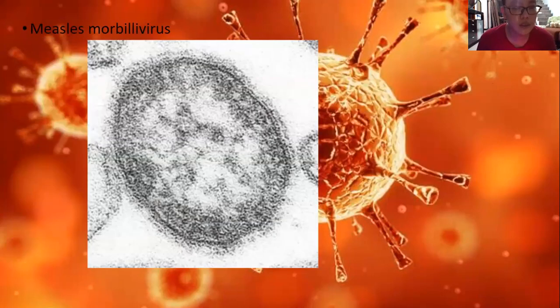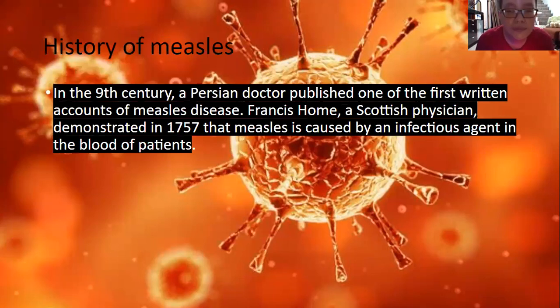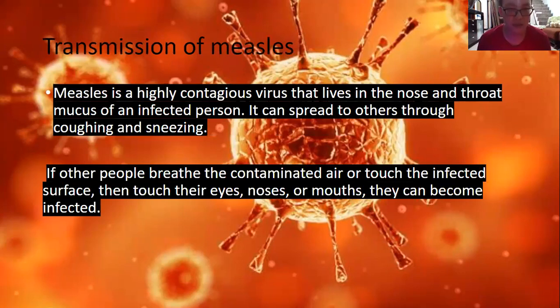The pictures show the measles morbillivirus. History of measles. In the 9th century, a Persian doctor published one of the first written accounts of measles disease. Francis Home, a Scottish physician, demonstrated in 1757 that measles is caused by an infectious agent in the blood of patients.